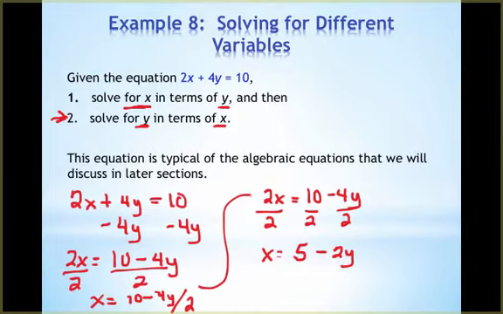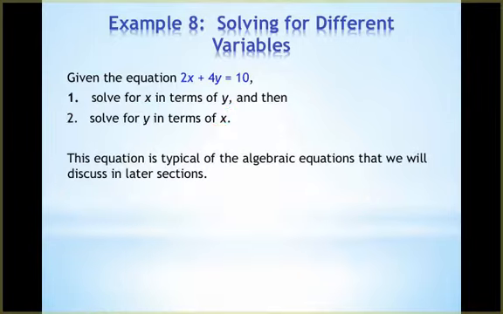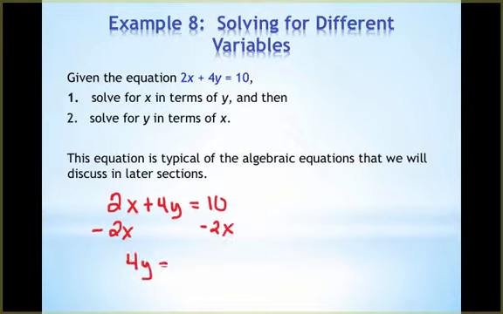Now let's do the same thing, but solve for y this time. So 2x plus 4y equals 10. I need to get rid of this 2x that's being added, so I will subtract a 2x. And just like before, I can't take 10 minus 2x and make that 8x. I just have to leave it as 10 minus 2x. Then I'm going to divide each individual thing by 4, each term by 4.